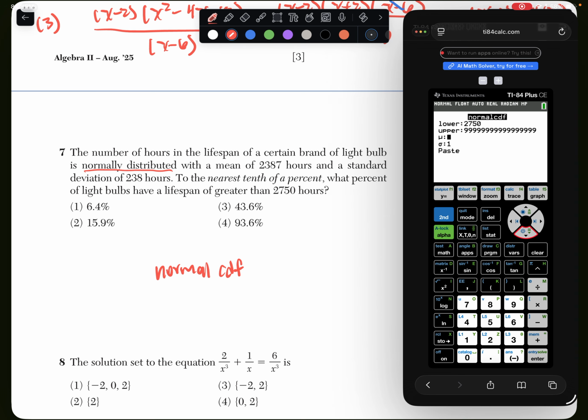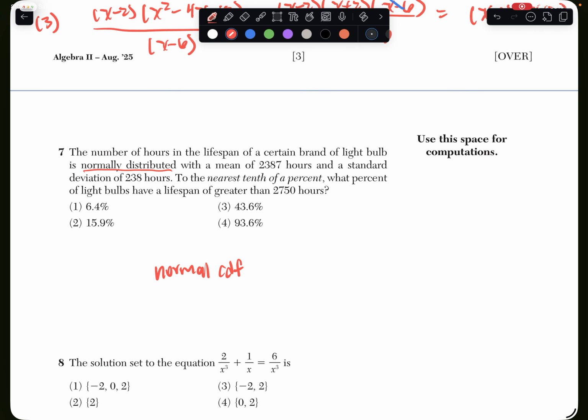Okay, mu, that's going to be the mean. So be able to recognize that symbol. So it's 2387. And then sigma over here, that's going to be your standard deviation. That's 238. And then you can paste. And then yeah, it calculates for you. So that right now is a decimal, and in order to convert it to a percent, you multiply it by 100, and for that you would get choice 1.